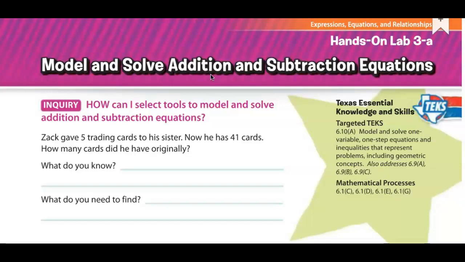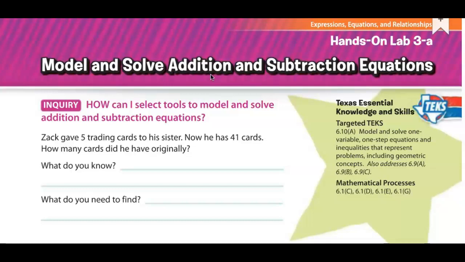Zach gave 5 trading cards to his sister. Now he has 41 cards. How many cards did he have originally? Okay, the first question I need you to answer is, what do you know? So please go ahead and write that down in your book.